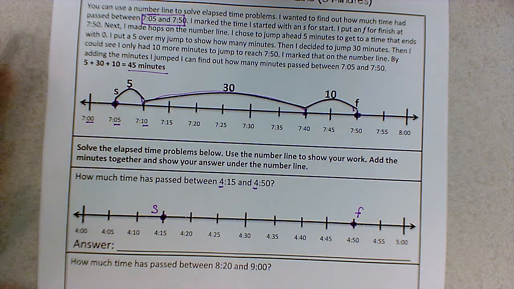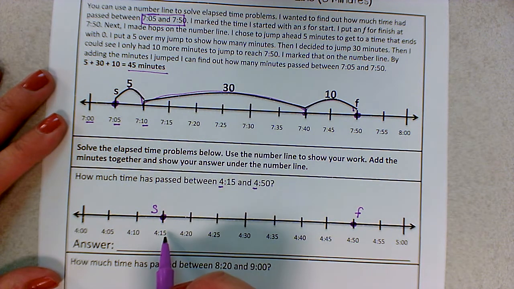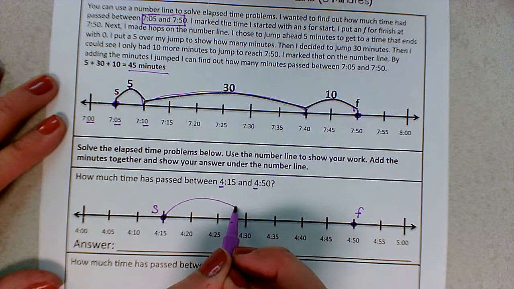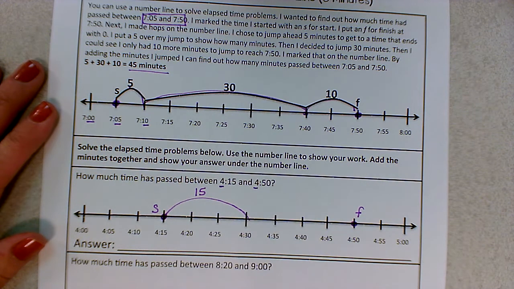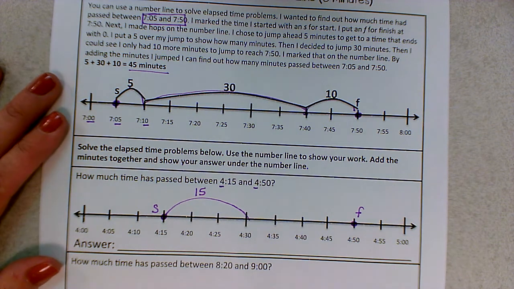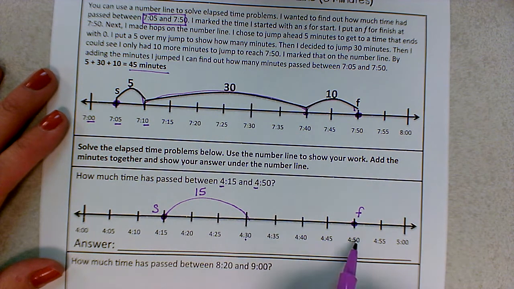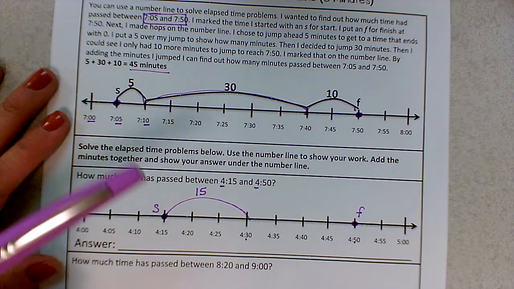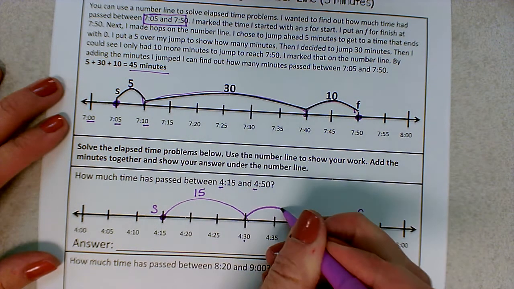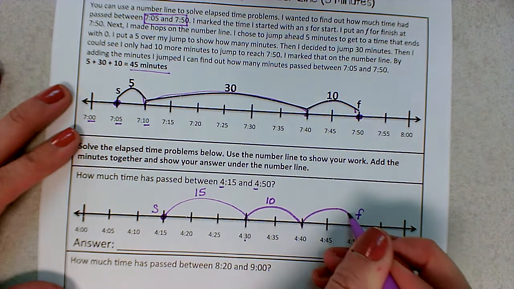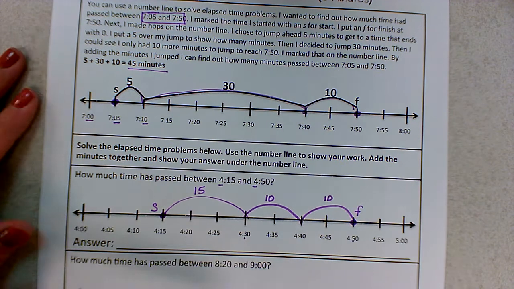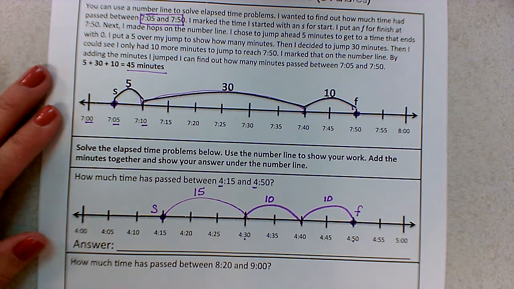Well, I can see that 15 minutes would get me to 4:30. So I'm going to jump and say that was 15 minutes. Well, I kind of want to have it where I'm adding some whole even numbers. So 30, and I'm ending at 50. Well, I think I could go 10 minutes here to 4:40, and then one more jump of 10 minutes to 4:50. Now, there is more than one way to make your jumps all the way from start to finish.